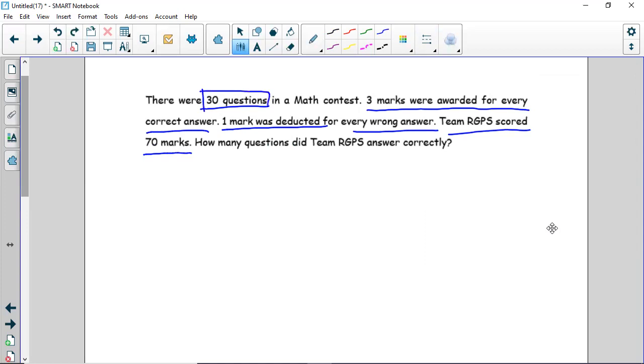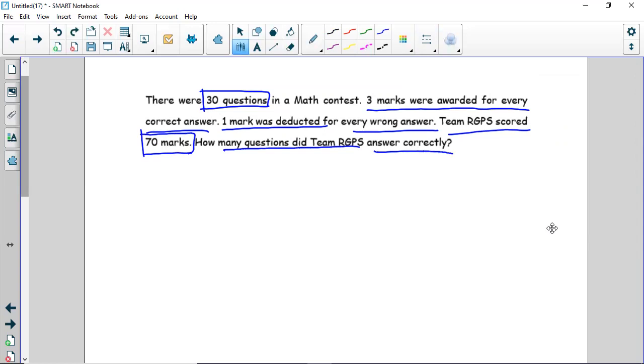So how do I know that I can do assumption? There must be clues, right? You need to look out for clues. Like, do you see 2 totals? Do you see the total number of questions? Do you also see the total number of marks? When you see these two totals, you can do assumption. And do you see two kinds of things that you're comparing? Correct answers and wrong answers. So you must have two kinds, right? If there are more than two kinds, then you can't do assumption, right? You must have only two types. So how many questions did Team RGPS answer correctly?